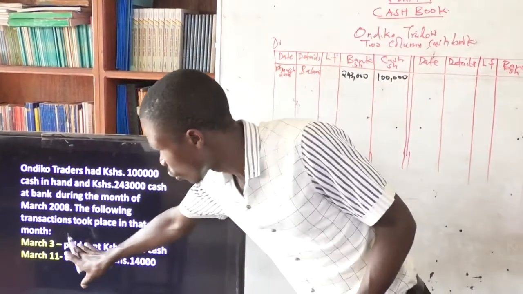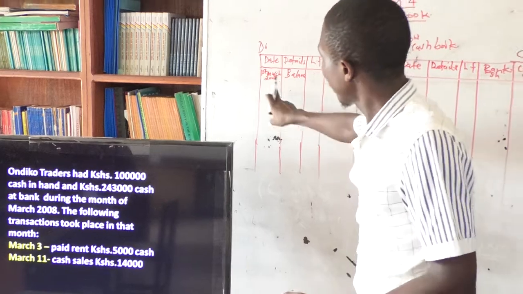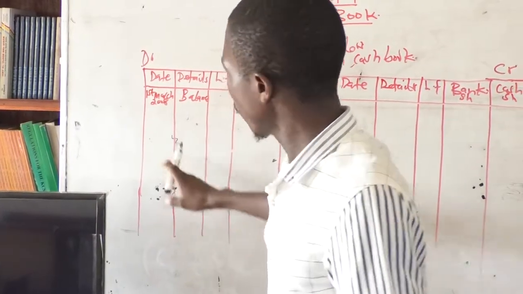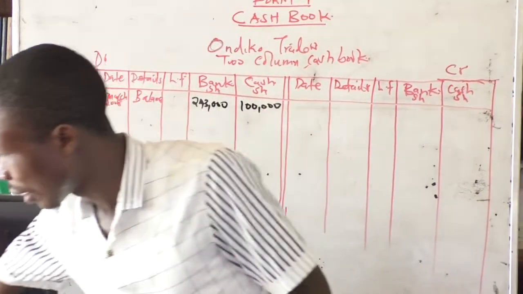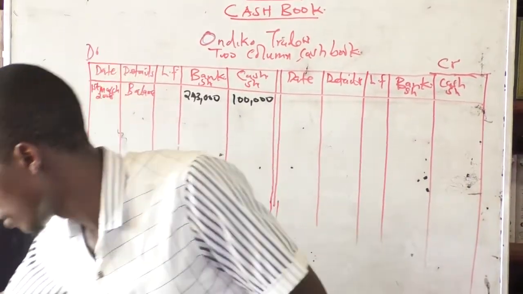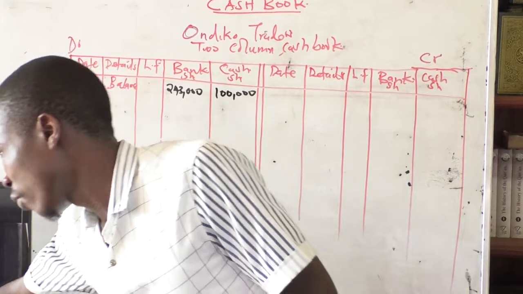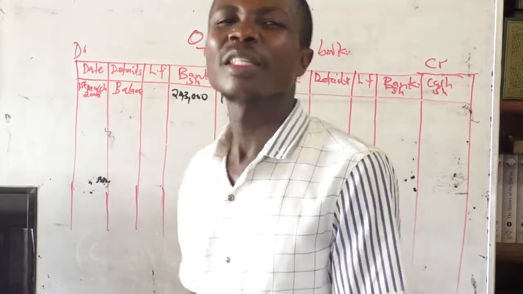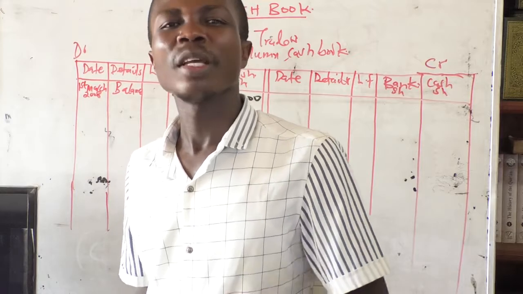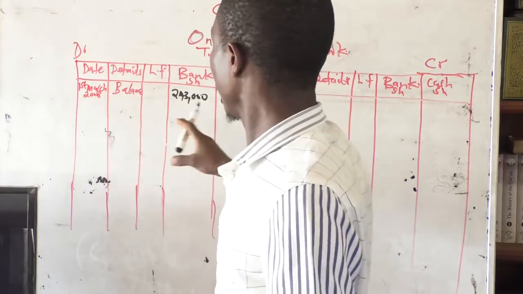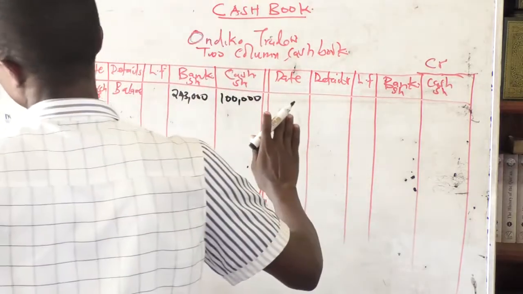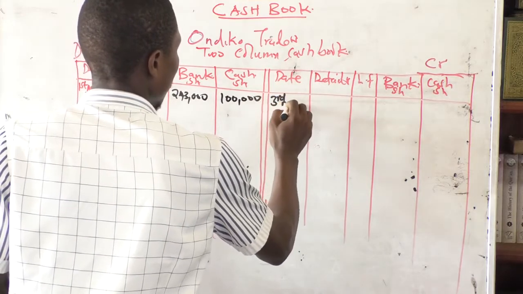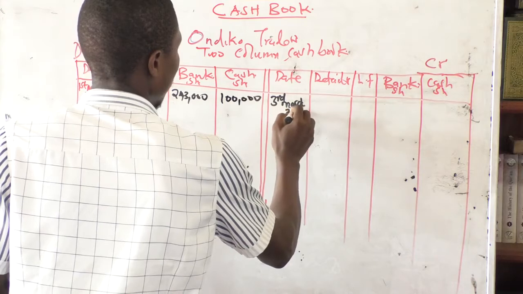Then the second one, you go to 3rd March. After writing the month and also the year, there's no need for repeating it again and again. You can just write, say, 3rd. Let's read it first. Paid rent. So this one was paid, which means it was reducing the business. It must be payment from the payment side. So we will bring it this side and say 3rd March 2008.